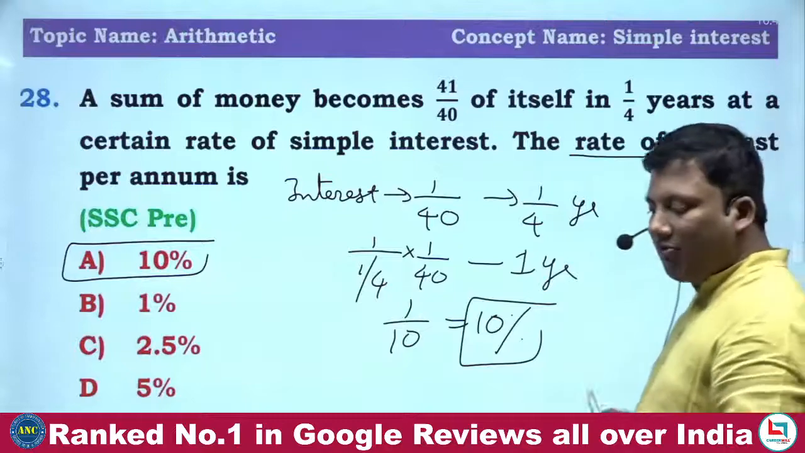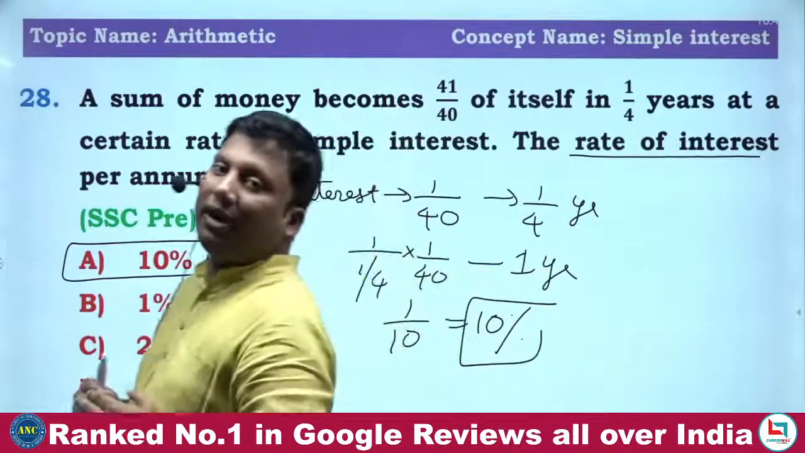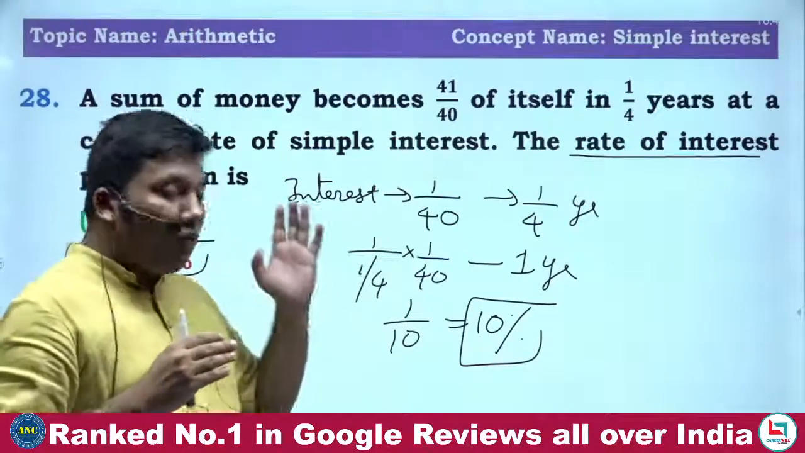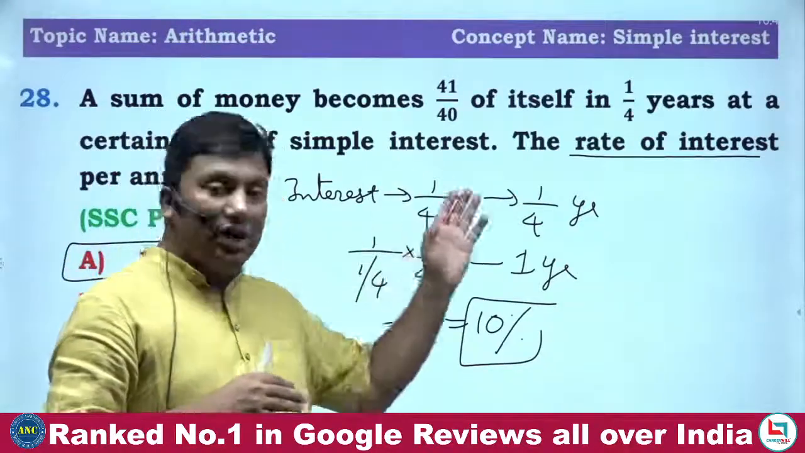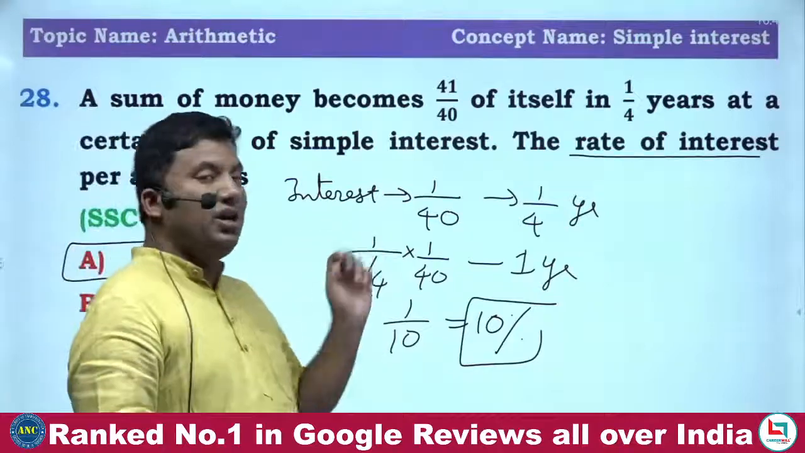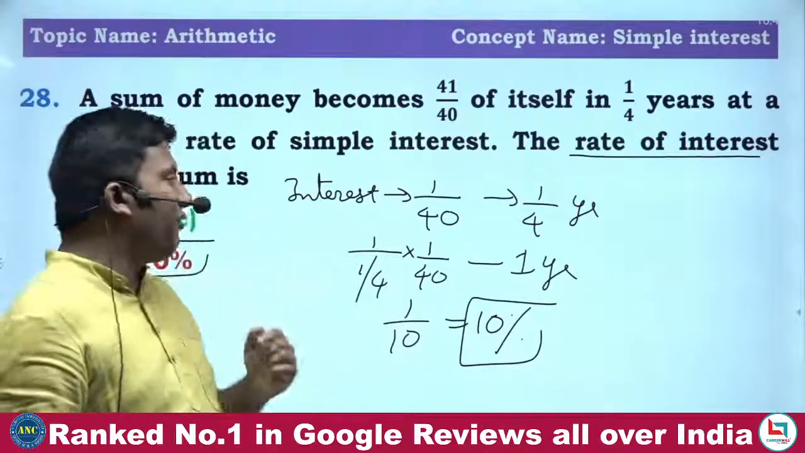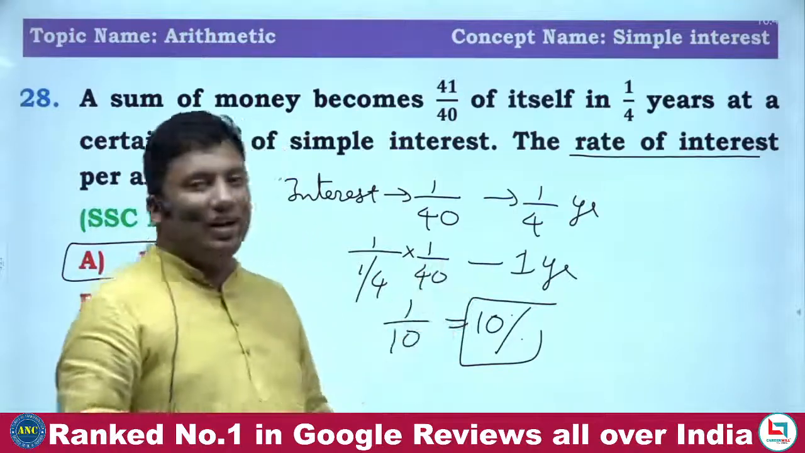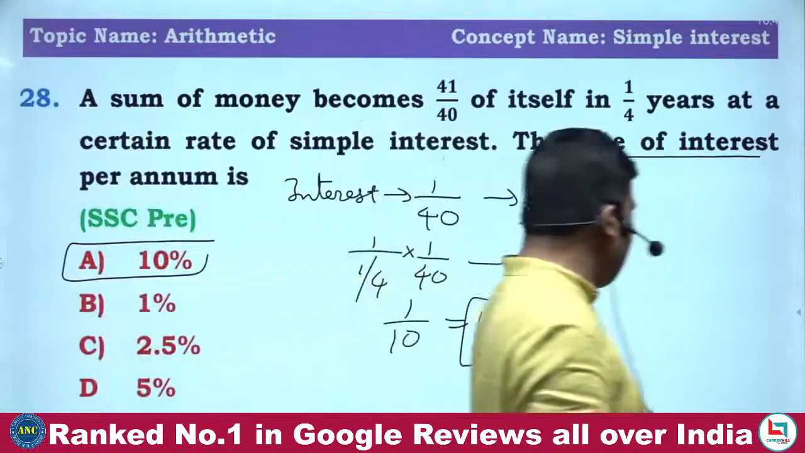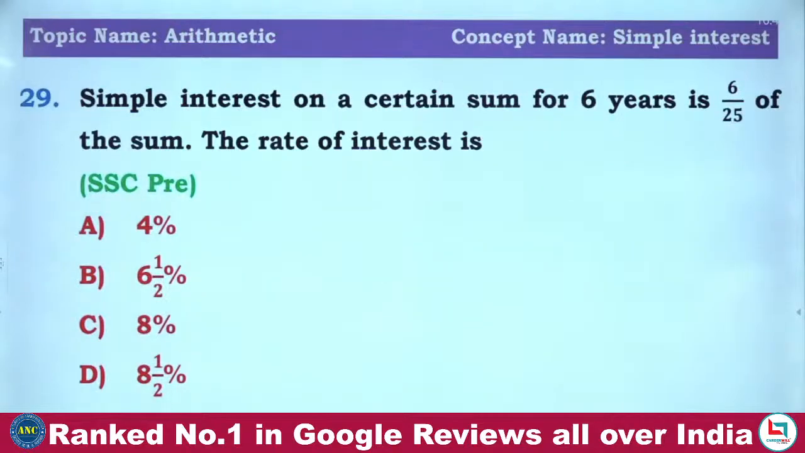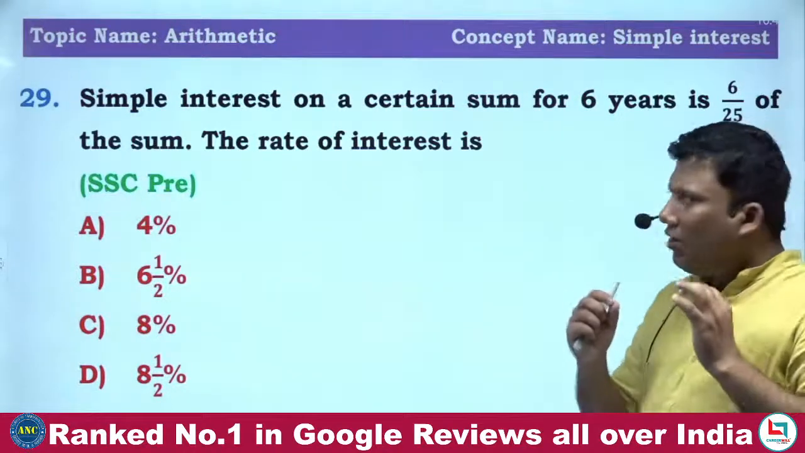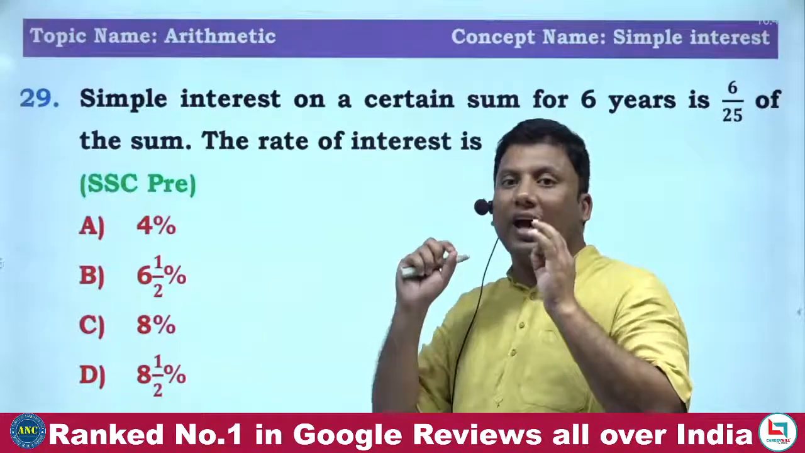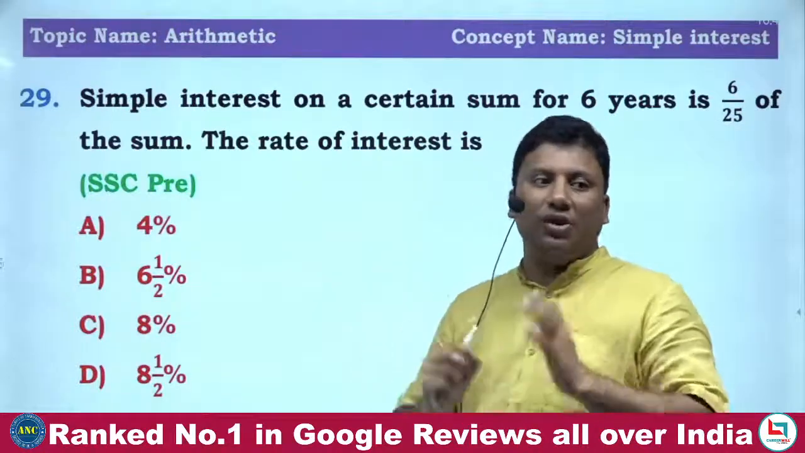A certain sum of money becomes 41 by 40. I took 40 rupees from my friend, and after 1/4 of a year, after 3 months, I gave him 41 rupees. Extra, I gave 1 rupee on 40. 1 on 40 in 1/4 year, I want in 1 year. Answer is 10 percentage. Again, first we will read the question, translate it into the language that we understand, then we will solve the problem.